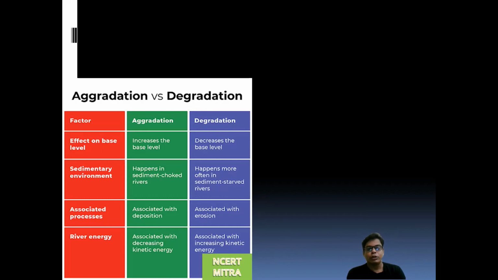River energy is associated with a decrease in kinetic energy in the case of aggradation. But in degradation, what happens? The kinetic energy, or the force and velocity of the river, will be very high because the slope of the river is very steep.